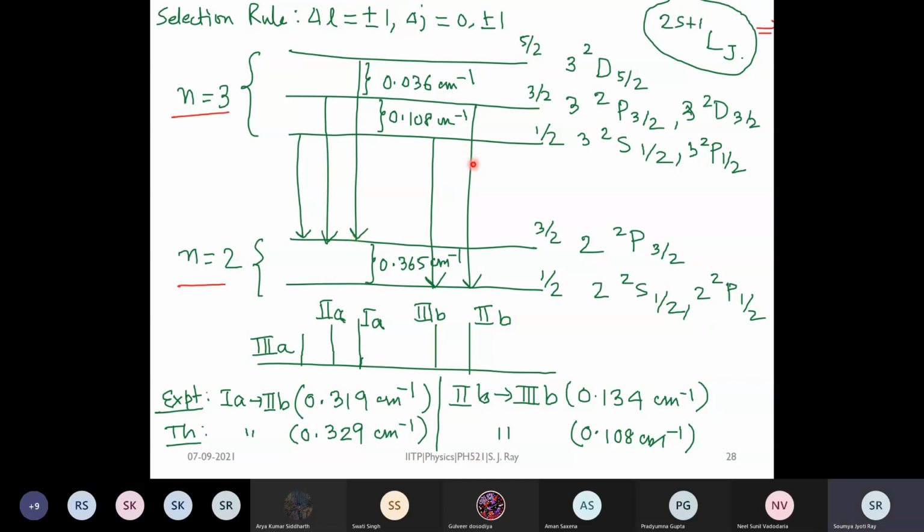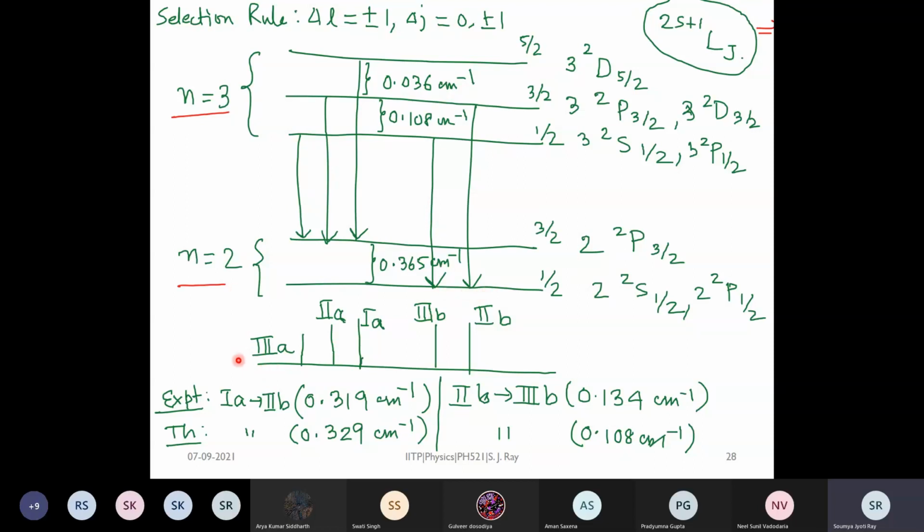And there are another two lines which are also possible under the selection rules. One is from n equal to 3, j equal to 1/2 to n equal to 2, j equal to 1/2, and n equal to 3, j equal to 3/2 to n equal to 2, j equal to 1/2. Okay. So these first three lines are ending up at j equal to 3/2, n equal to 2, and the second two lines are ending up at n equal to 2, j equal to 1/2.